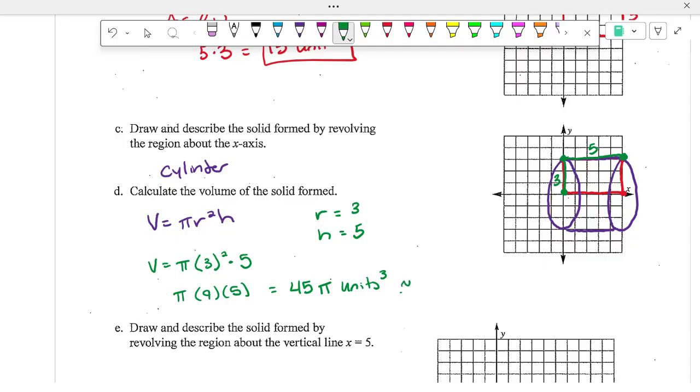What is that approximately? You put in your calculator. So you do 45 times pi in your calculator. What do you get? 141.37 is what you said? Okay. 141.37 units cubed.